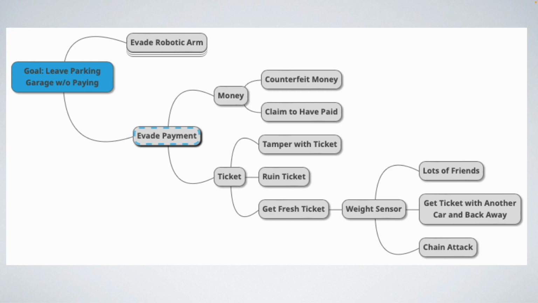You could try and get a fresh ticket, but then you have the weight sensor. But if you have a lot of friends, you could get a friend to pull up in a car, get the ticket, but then instead of driving in, they back away and leave with the ticket, give it to you, and then you can leave right away. You can do that kind of chaining attack. Okay, is this complete? No.